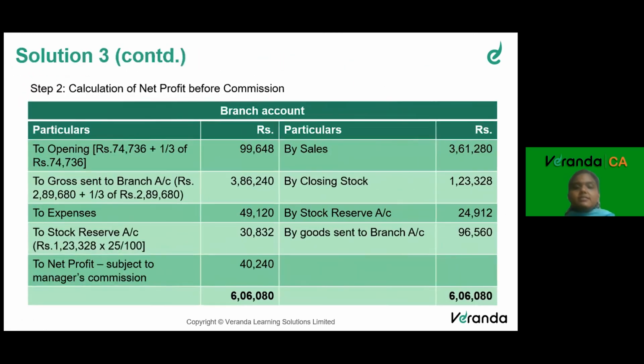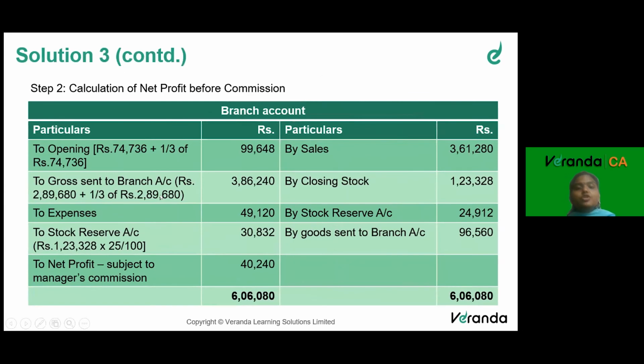Next to be reversed is the goods sent to branch. Goods has been sent to branch, I recorded at the invoice price. When I reverse it, that profit element I need to reverse. So goods sent to branch, 96 on 289, 1/3. You get this 96 by 6.